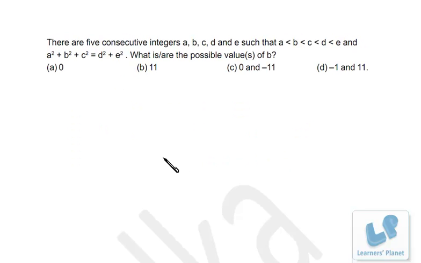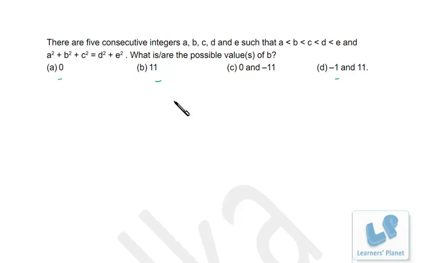Similarly, in this problem, there are 5 consecutive integers a, b, c, d, e such that from a to e the series is in ascending order, and this relationship is given. What are the possible values of b? Now instead of making any equations, what you can do is assume the value of b from the options. That is, either you can assume 0 or 11 or -1.